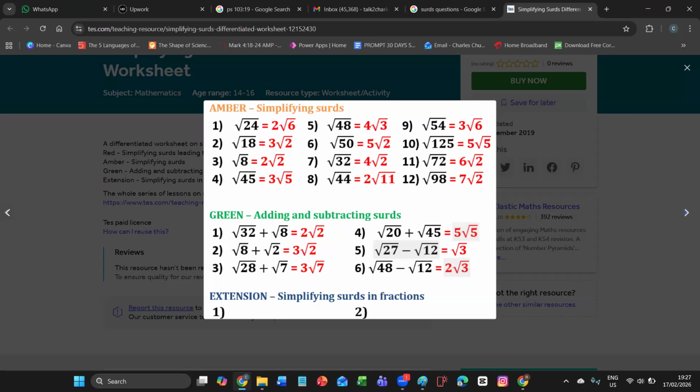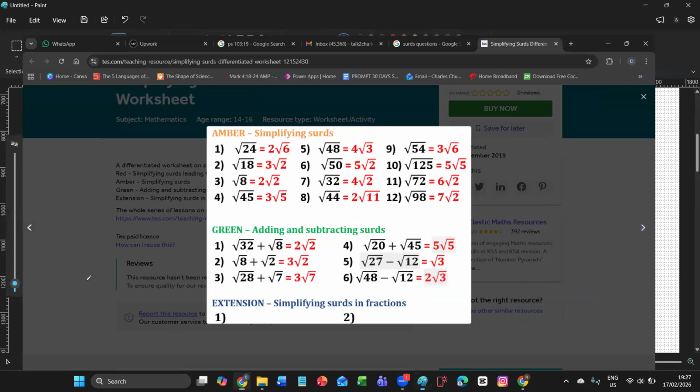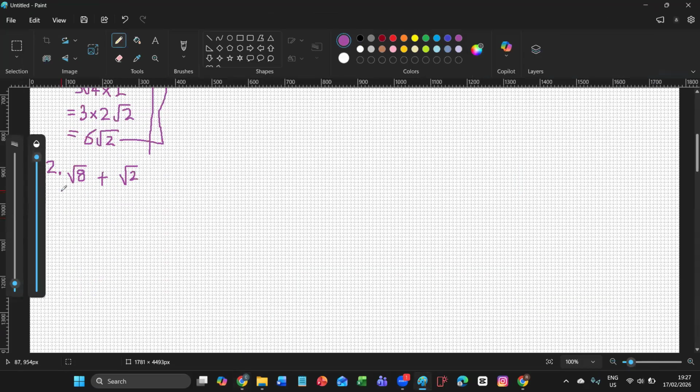Root 8 plus root 2. Okay, so how do you think we'll go about this one? So that'll be 2 times 4. Okay, I'll go with that. I like that suggestion. But then permit me to do 4 times 2. It doesn't matter, but yeah.